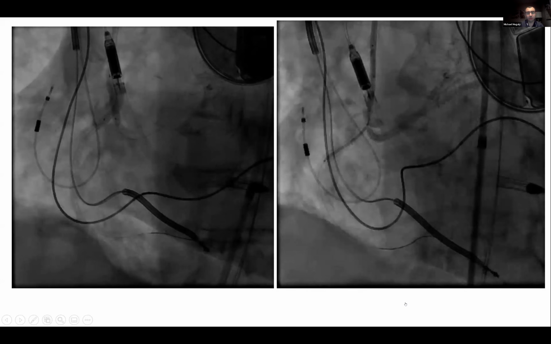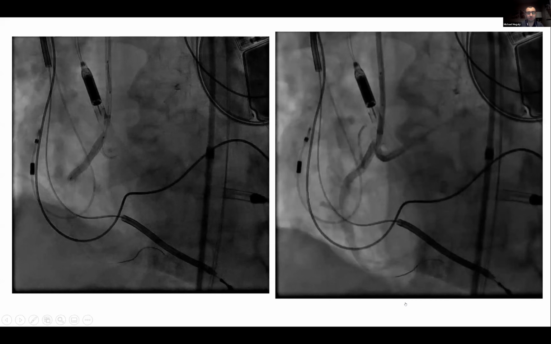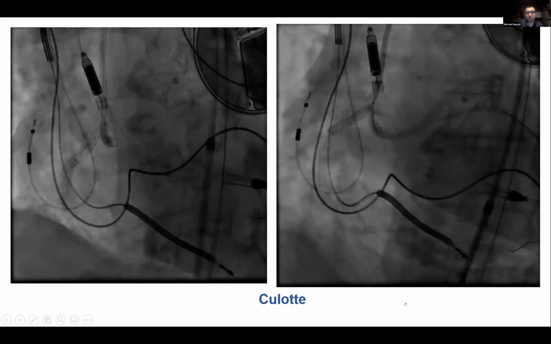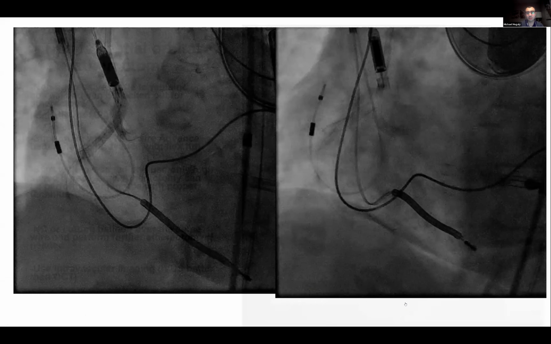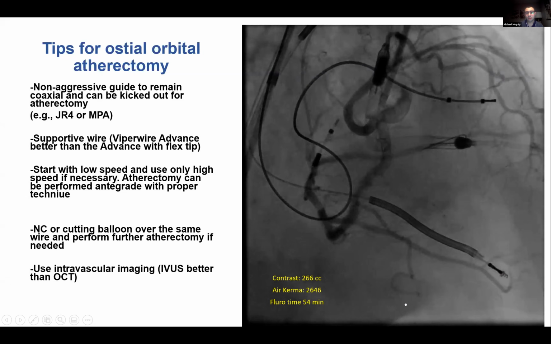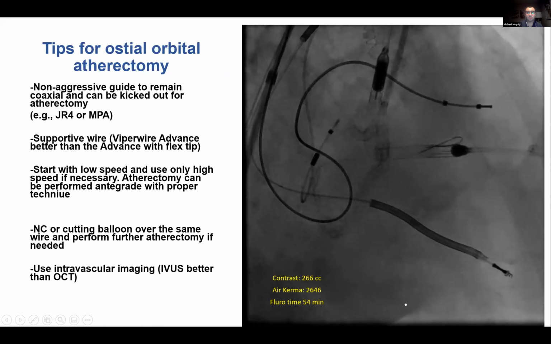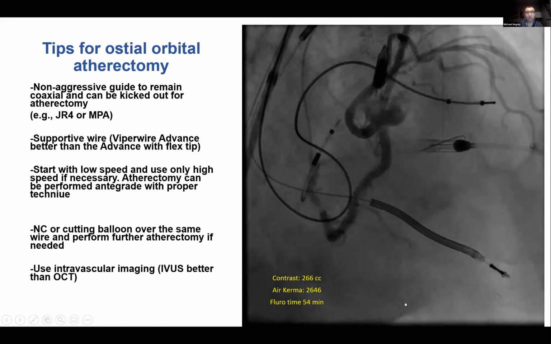And it worked out pretty well. I don't have the IVUS images here, but it was well expanded after we were done. We culotted into this vessel with a final kissing, and this was our final result right here. She did very well, and she actually went home the next day.